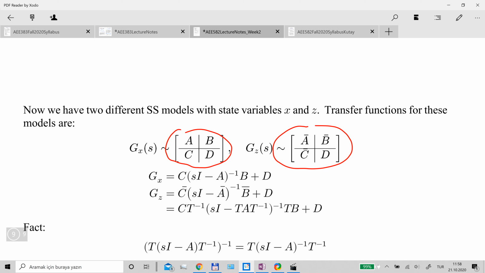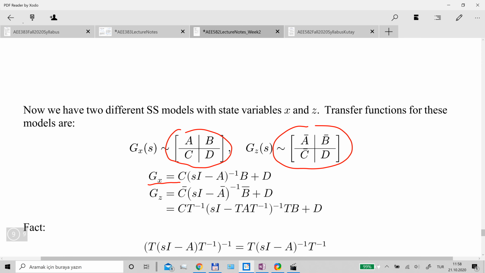So for the first one, the transfer function matrix is expressed here. For the second one, I write the same expression with the matrices of the new model, and then I replace the matrices of the new model with these terms which relate them with the original matrices. Okay, now the question becomes, are these two equal to each other?